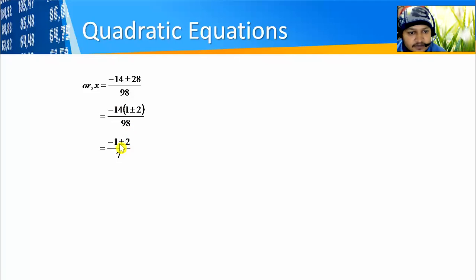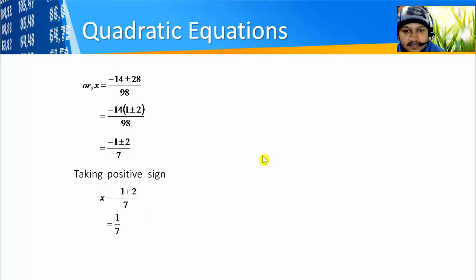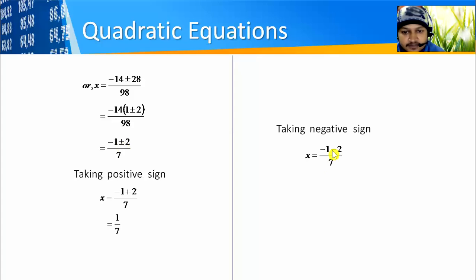After this, there is plus or minus. Two signs are here. So once take the positive sign, and the other time take the negative sign to get the other value. If we take the positive sign, it becomes minus 1 plus 2 by 7. The plus sign came in between. Minus 1 plus 2 means 1 only, divided by 7. This is one value of x. Similarly, if we take the negative sign, x is equal to minus 1 minus 2, the minus sign came in between here. Minus 2 divided by 7, and it becomes minus 3 by 7. So x is equal to minus 3 by 7. This is the other answer. So we get two answers: x is equal to 1 by 7 or minus 3 by 7.